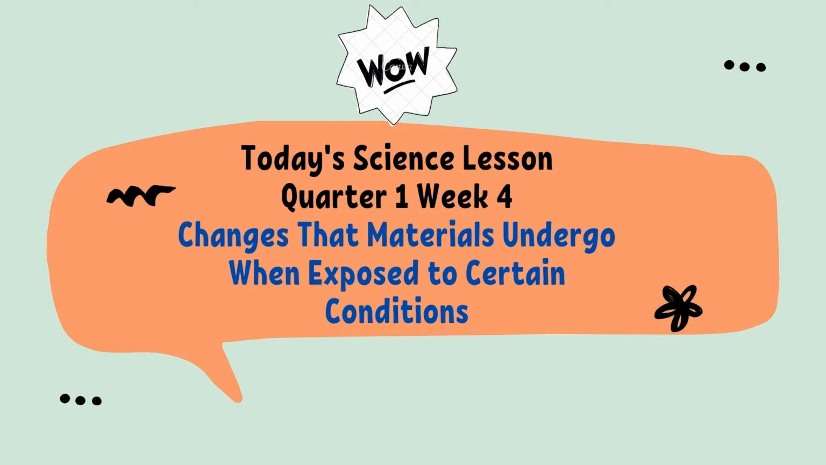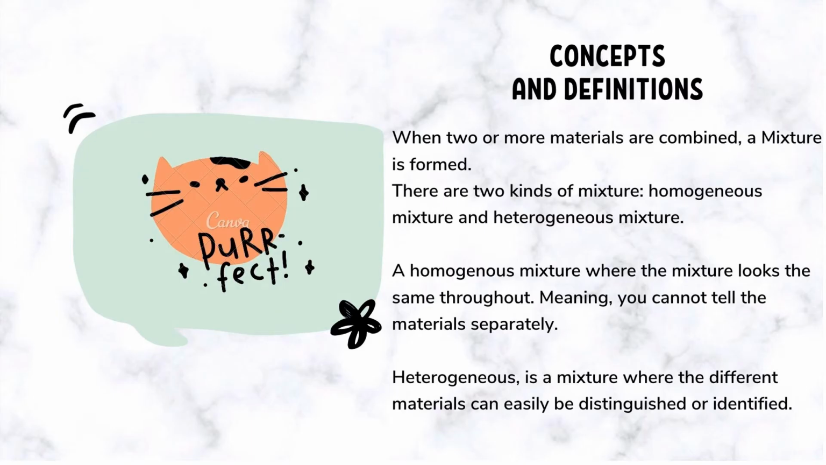Today's science lesson, Quarter 1, Week 4: changes that materials undergo when exposed to certain conditions. Background information for the learners. The materials that we see around us exist in different forms: solid, liquid, or gas. Like other materials, solids have different characteristics or properties, such as size, shape, color, odor, texture, and others.